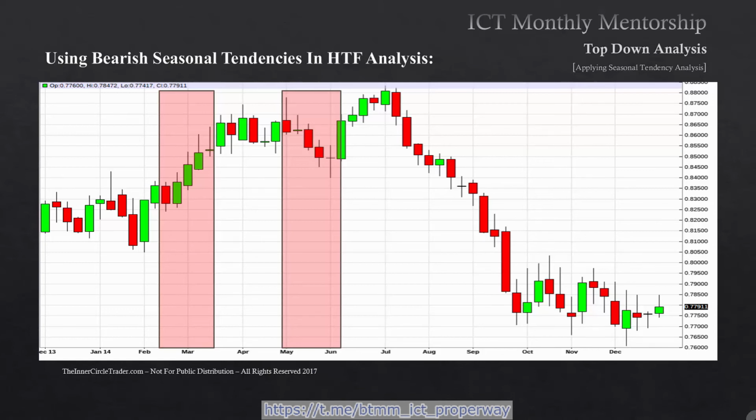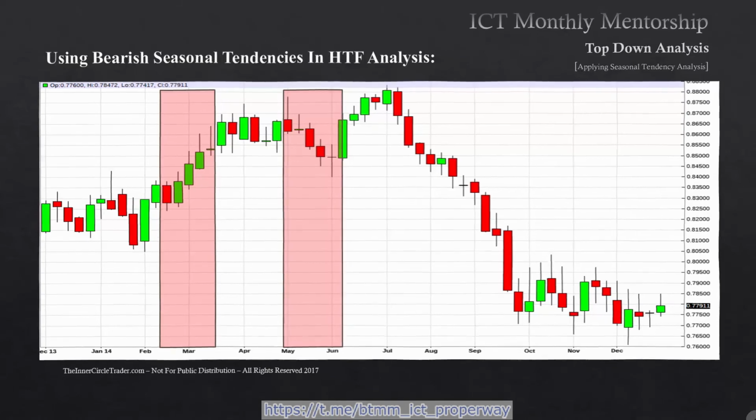Then we had a sell-off in mid-August, which was the other bearish opportunity, taking us down into October. Again, look at your seasonal tendency. About the first or second week of August, all the way down into October, and you can see that seasonal tendency takes effect in this market here.